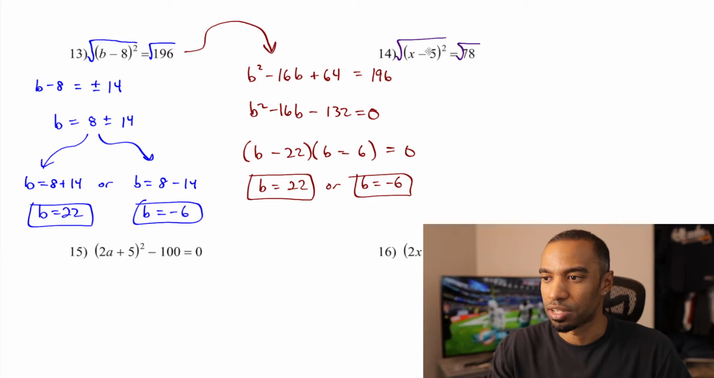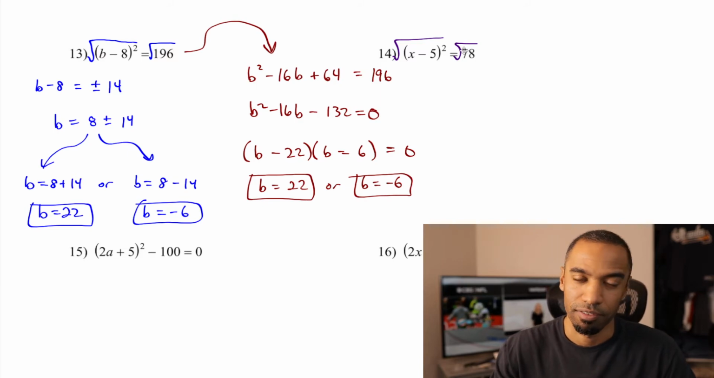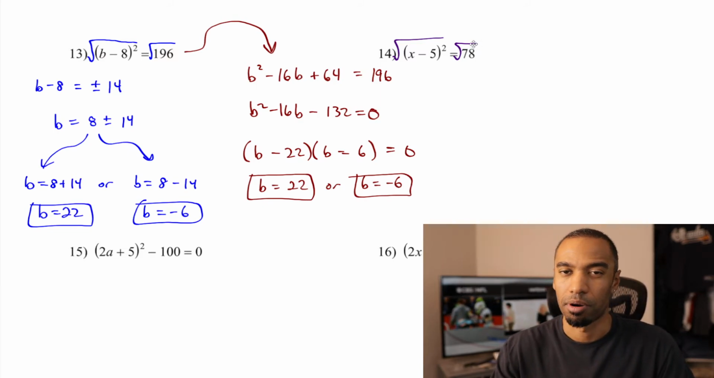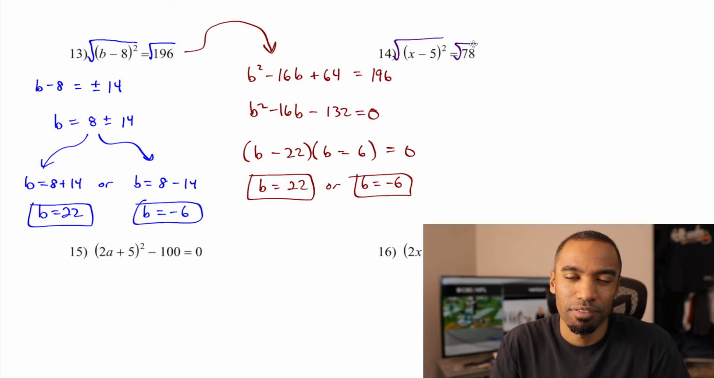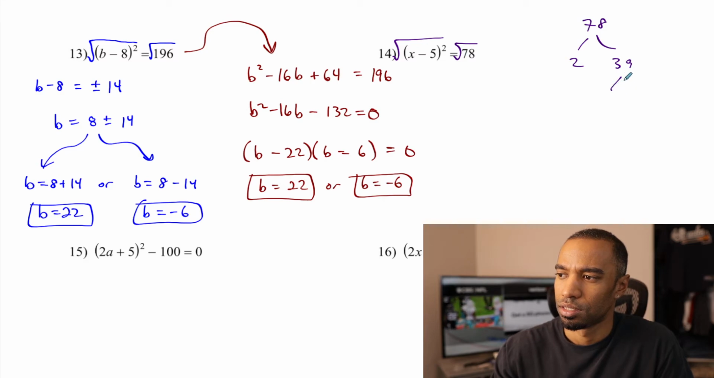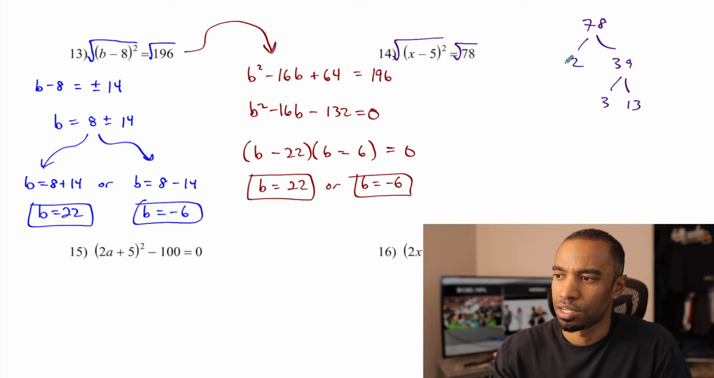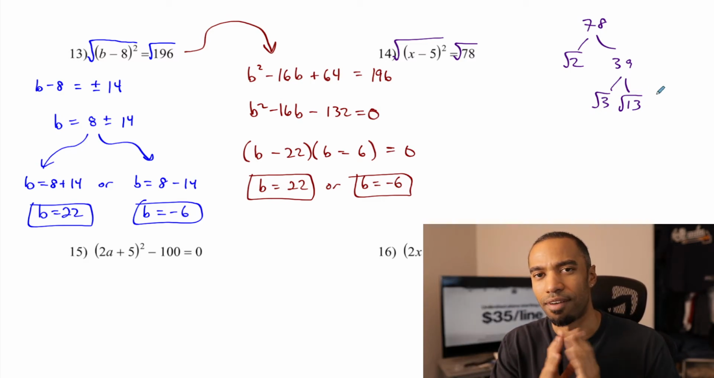Because once this is isolated over here, when I take the square root of this, 78 is not a perfect square. And you know what? I don't know if 78 has any perfect square factors in it. You divide it by 2, you get 39. 78 breaks down to 2 and 39. 39 breaks down to 3 and 13. Square root of 2 times square root of 3 times square root of 13, all prime factors, no duplicates, means there are no perfect square values in 78.